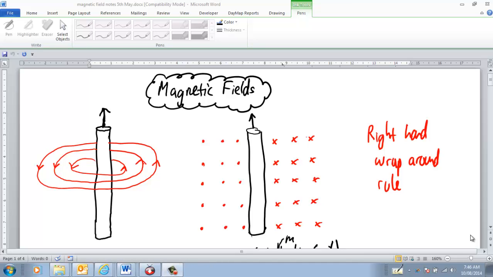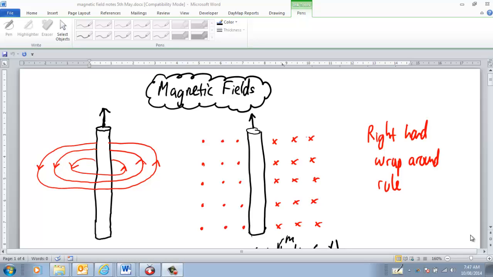Today we're going to be looking at magnetic fields. So what happens here is we're going to be talking about current carrying wires. Now, it was discovered that if you have a current carrying wire, which obviously uses electricity, at right angle to that particular current, you have a magnetic field that's produced. Right? And we use a thing called the wraparound rule.